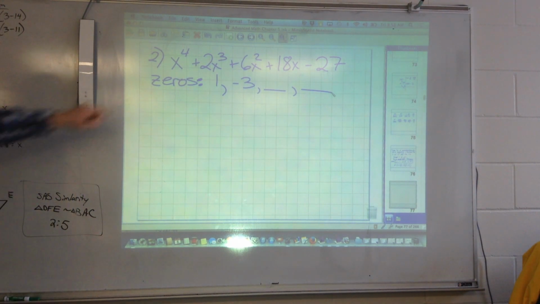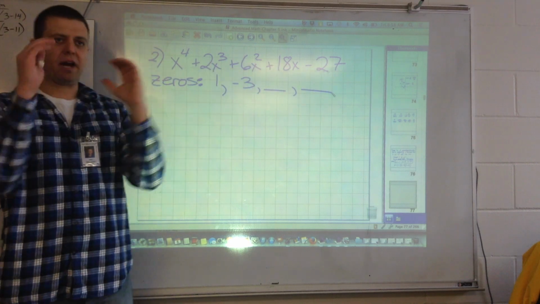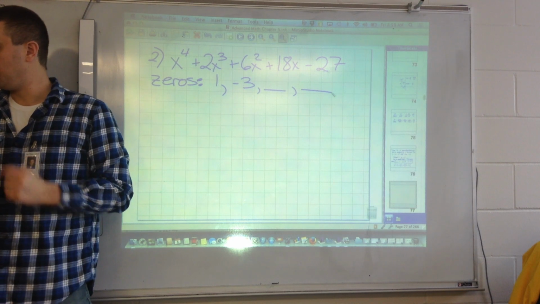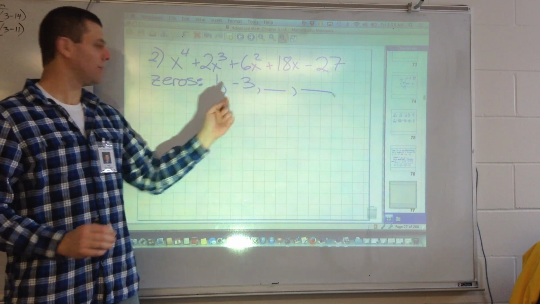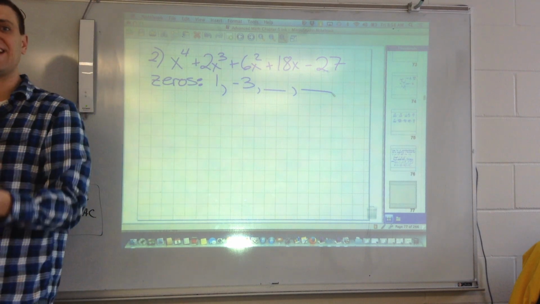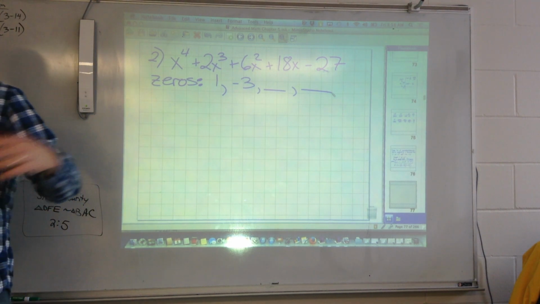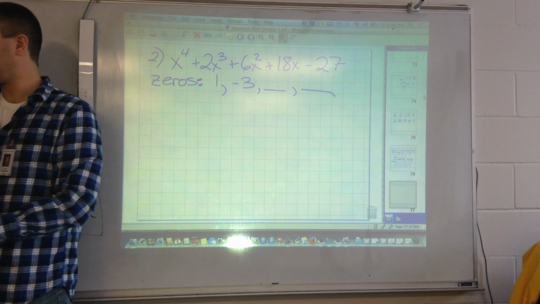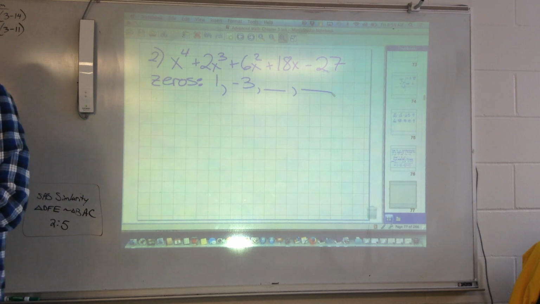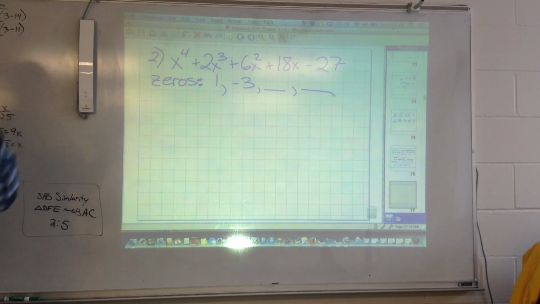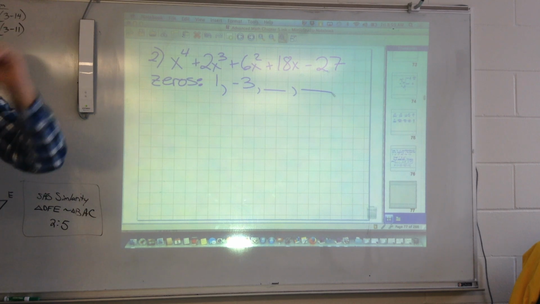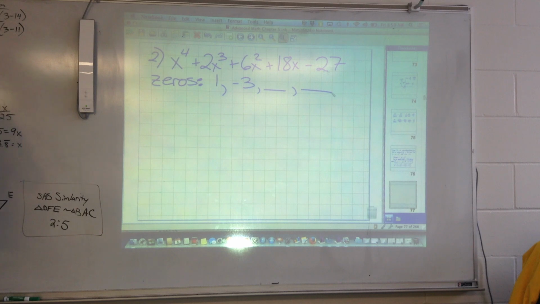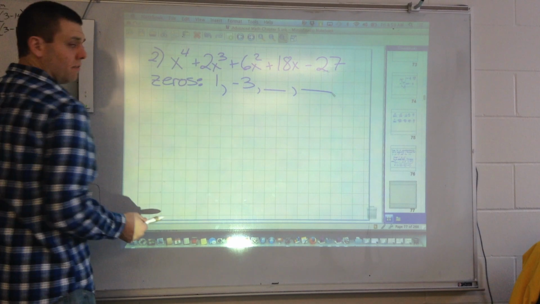Why am I doing that, you say? Well, if I divide this by x minus 1, that would get me down to an x cubed polynomial. Then if I divide again by x plus 3, it would get me down to an x squared polynomial. And if I can get it down to an x squared polynomial, I know how to solve it. I can solve it using square roots, or the quadratic formula, whatever it takes to solve the remaining quadratic. So that's why we're going to use synthetic division, to get this polynomial down to a quadratic function. Okay? So, synthetic division, little refresher.